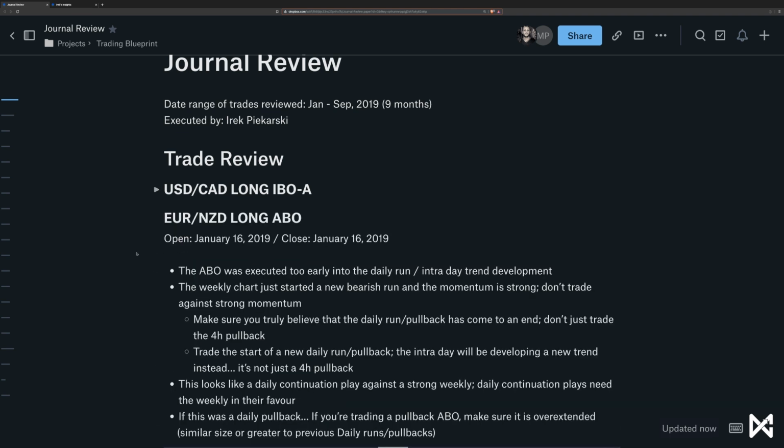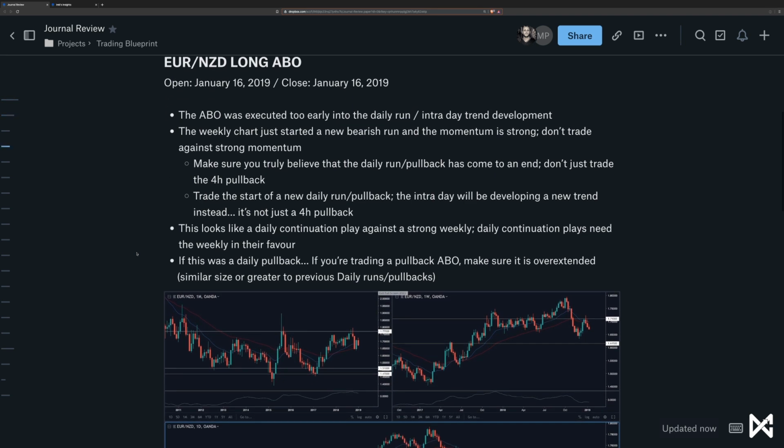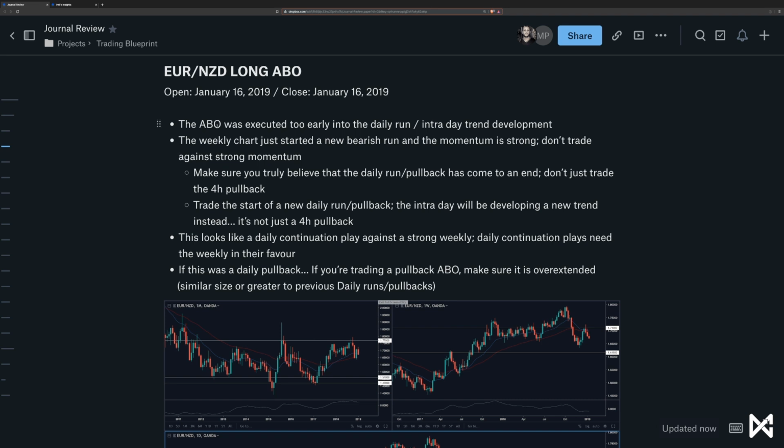Trade number 2, Euro Kiwi long ABO, January 16th. Get a couple lessons here. So lesson number 1, ABO was executed too early into the daily run and intraday trend development, right? So remember, this trader had a very low strike rate on ABOs, right? I believe it was about 45%.